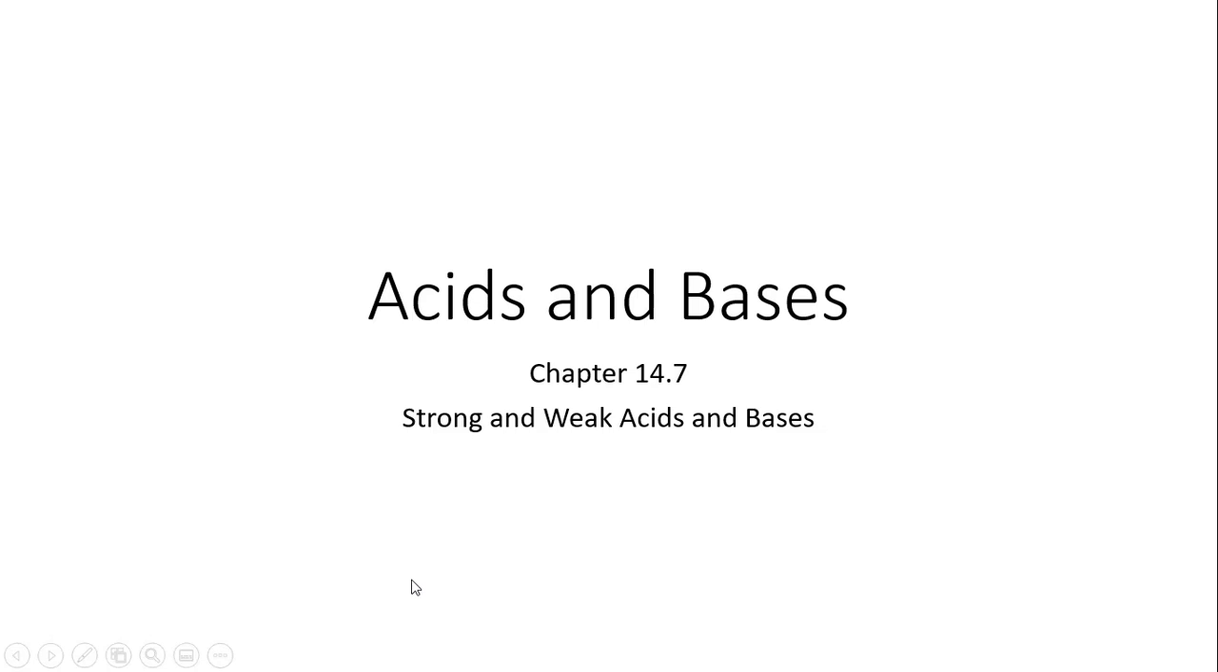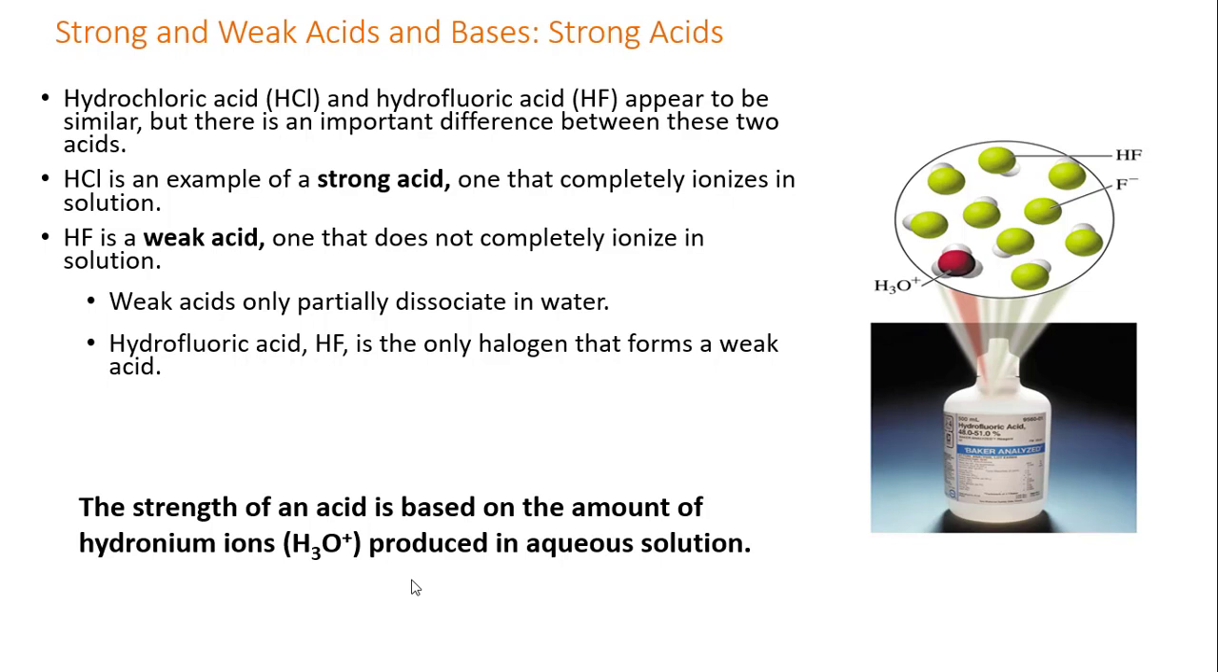Hi class, so this section is 14.7. This is strong and weak acids and bases. So if we look at hydrochloric acid and hydrofluoric acid, they're both in the halogen column with the chloride and the fluoride, but one is a strong acid and the other is a weak acid. Actually, hydrofluoric acid is the only weak acid out of the halogens.